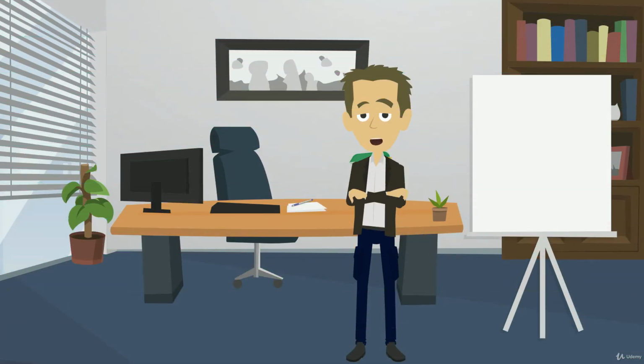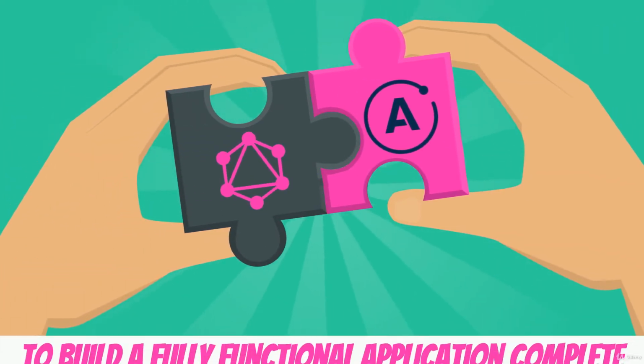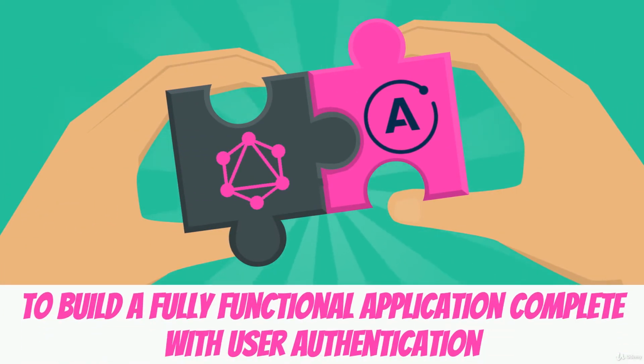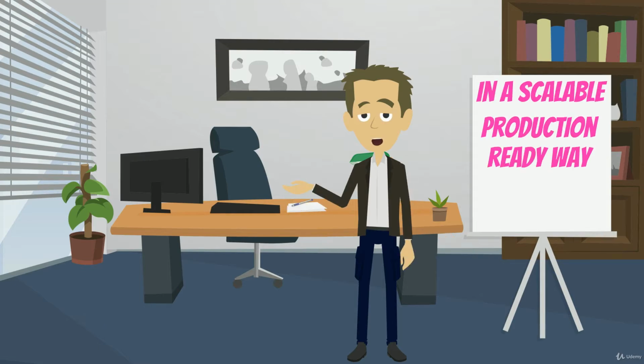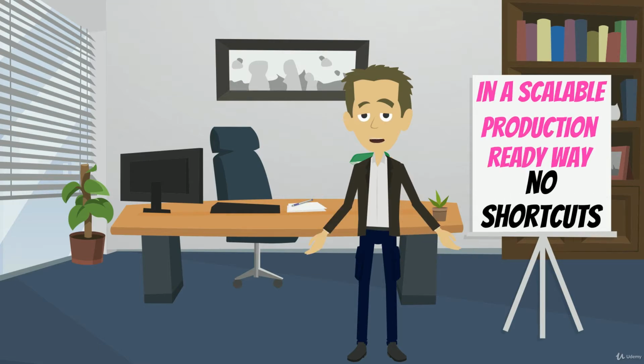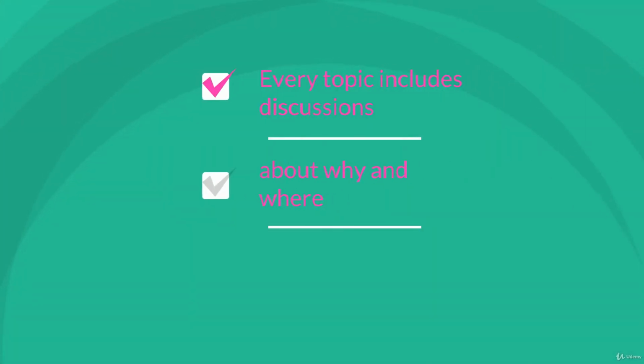After getting familiar with GraphQL, we will tackle the front end of our application with the Apollo client. We will use GraphQL and the Apollo client to build a fully functional application complete with user authentication. I place extra emphasis on building projects in a scalable, production-ready way. No shortcuts at all, we only do things the right way. Every topic includes discussions about why and where we would use each of these examples.